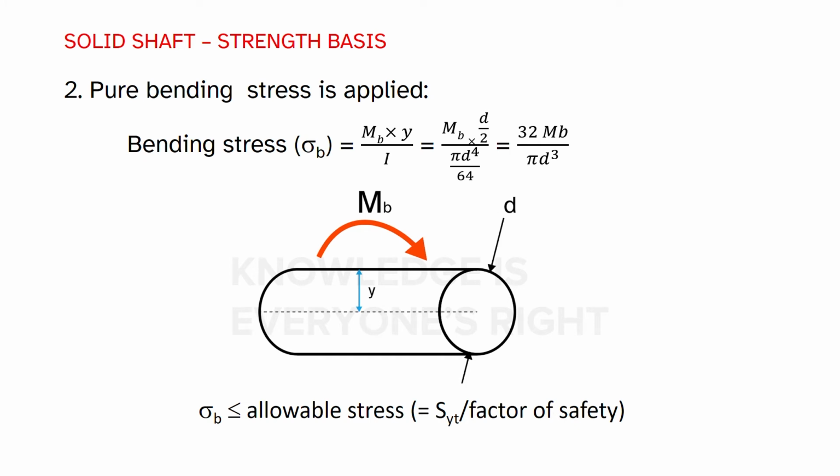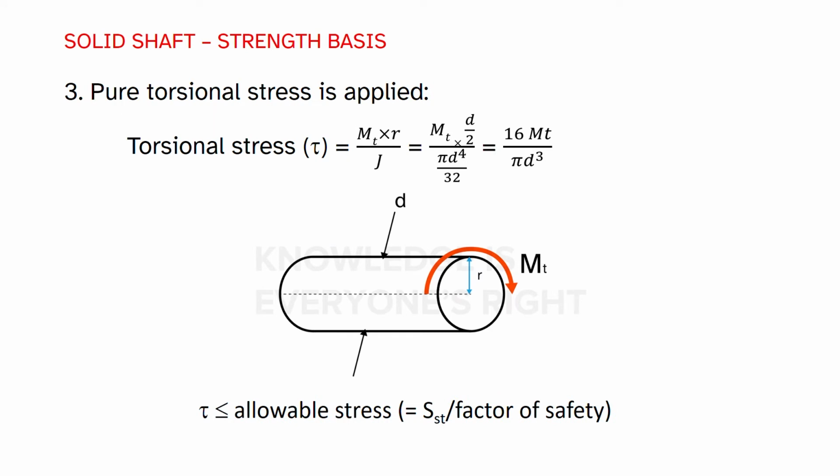In the second case, we look at a shaft under pure bending. Same as in the above case, we find out the bending stress using the formula shown. We equate it to the allowable stress value and find the diameter out. In the third case, we have a shaft under pure torsion. We find the torsional stress using the formula again and equate it to the allowable stress to calculate the diameter value.